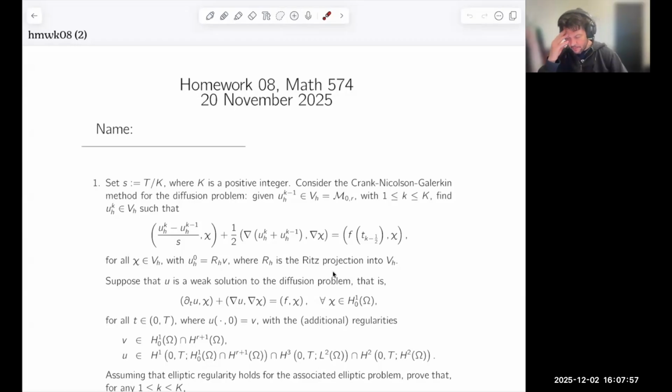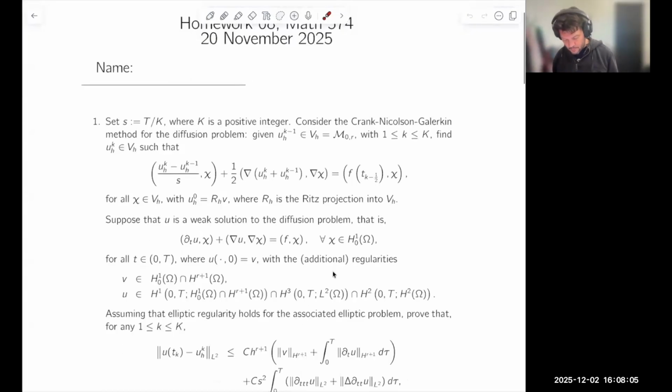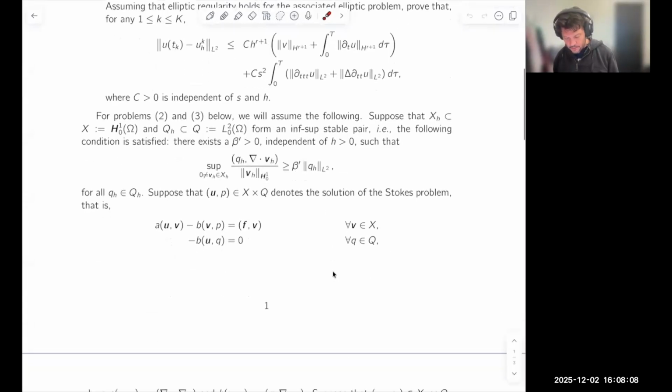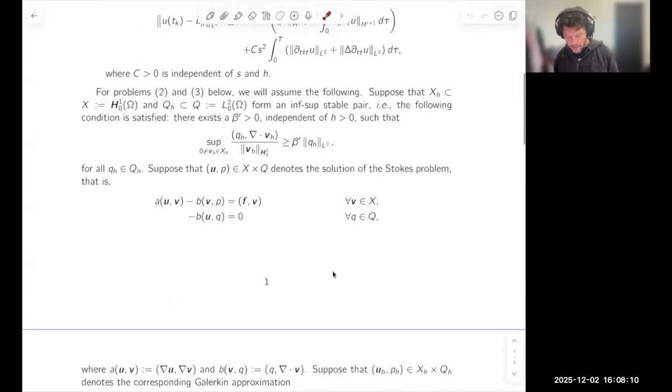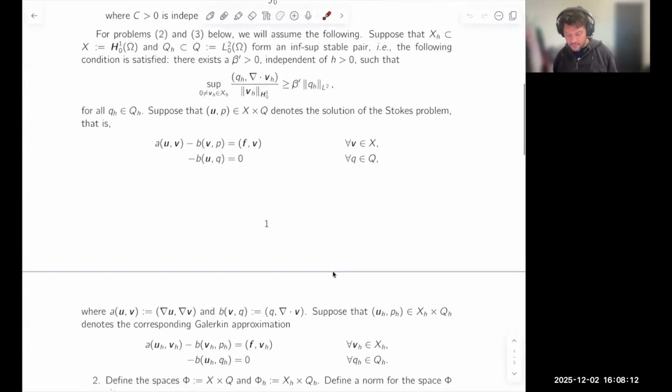Before I get into the main part of the lecture, though, I want to discuss a couple of homework problems from homework 8. So for homework 8, we're looking at a mixed method for the Stokes problem.